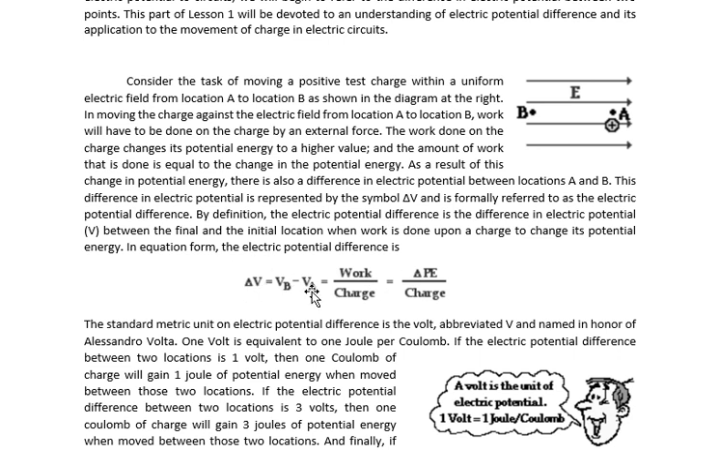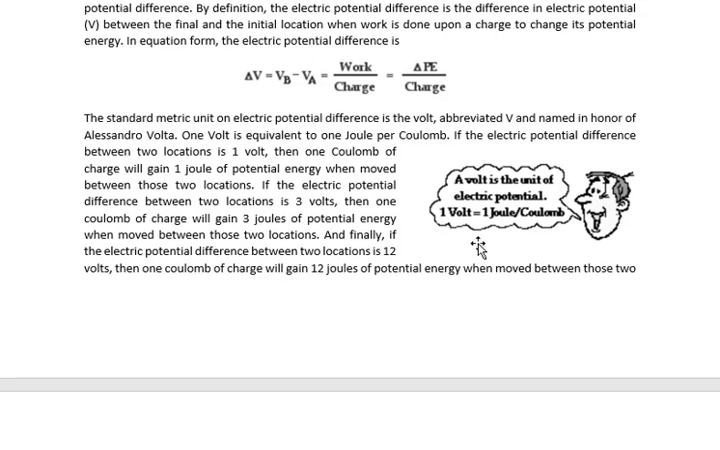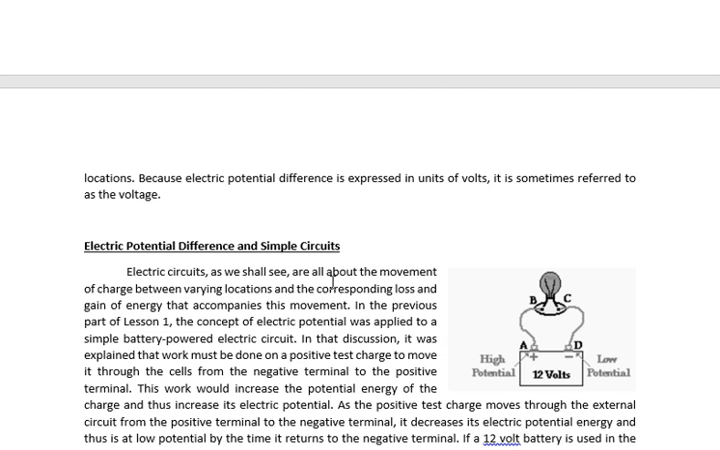We have VB minus VA equals work, the work used for this positive charge to move from point B to point A, over the charge, the test charge. Or it is equal to the change of potential energy over the charge. So let's read all of this.